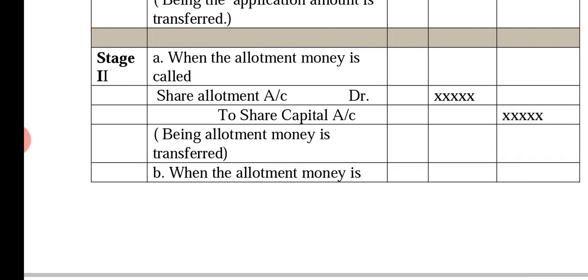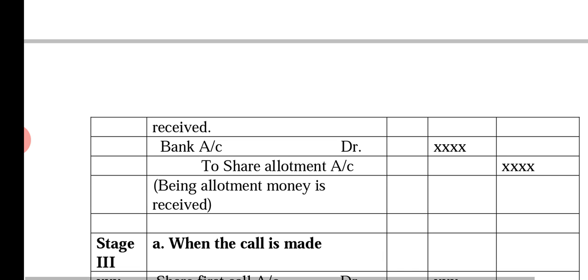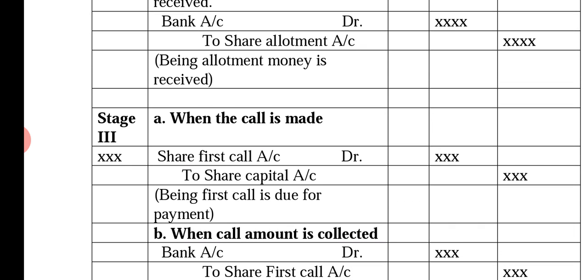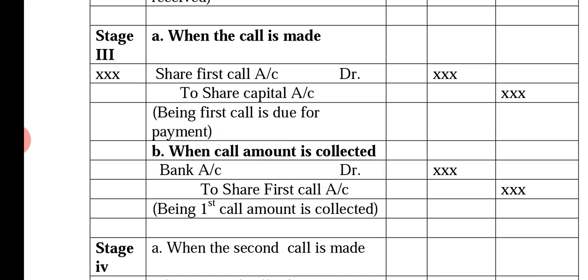For transferring the amount from allotment to share capital, share allotment account debit to share capital. When the allotment money is received, you pass the same kind of entry, bank account debit to share allotment; here the name has changed from share application. Then in the first call, when the first call is made, first call account debit to share capital is a transfer entry, and the collection entry is bank account debit to first call account.